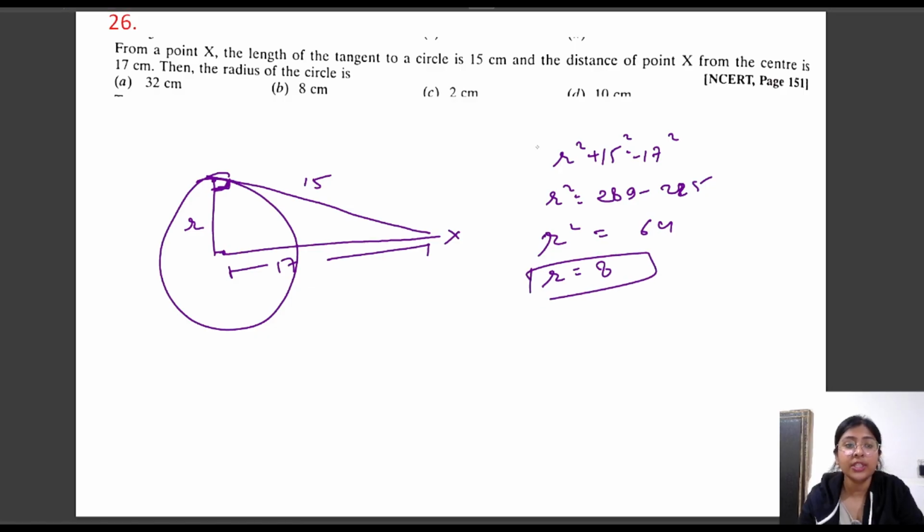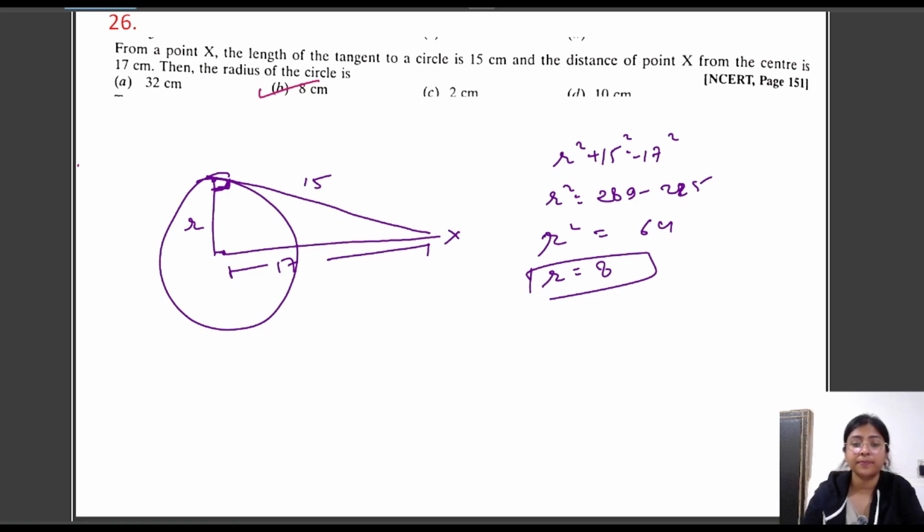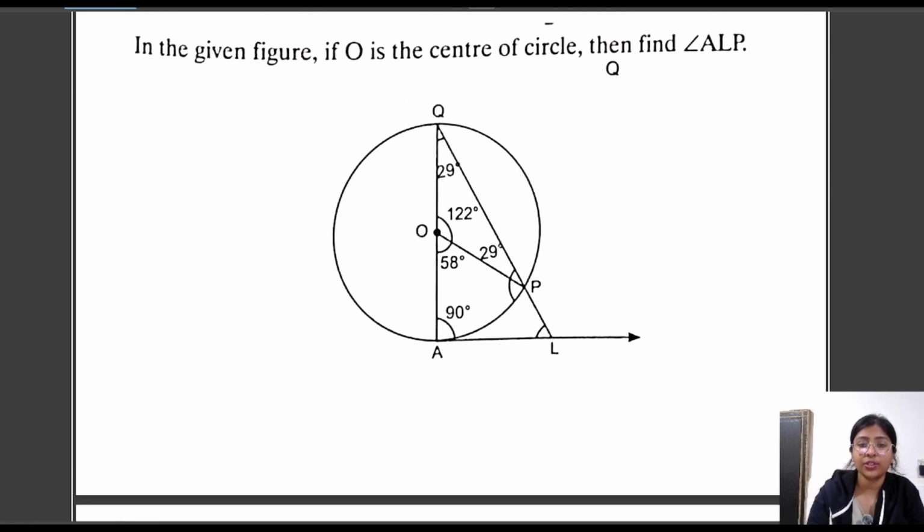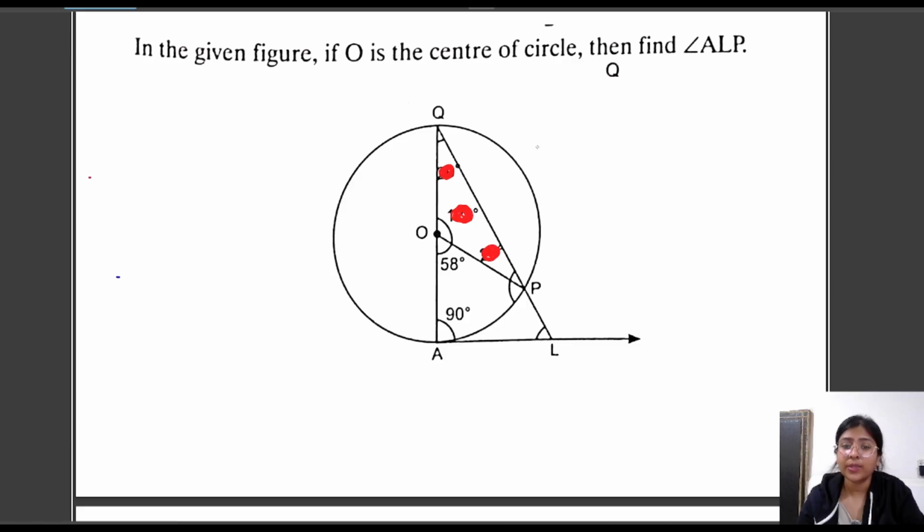So which option is correct? Option B. Okay, learners. Yes, now move to the next question. In this question, in the given figure, O is the center of the circle. We need to find out the length ALP.